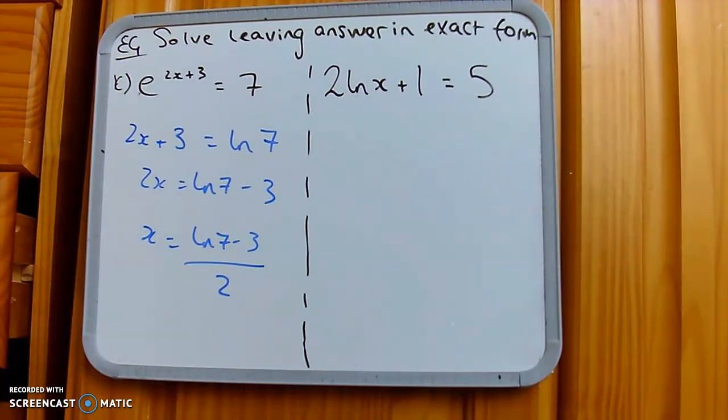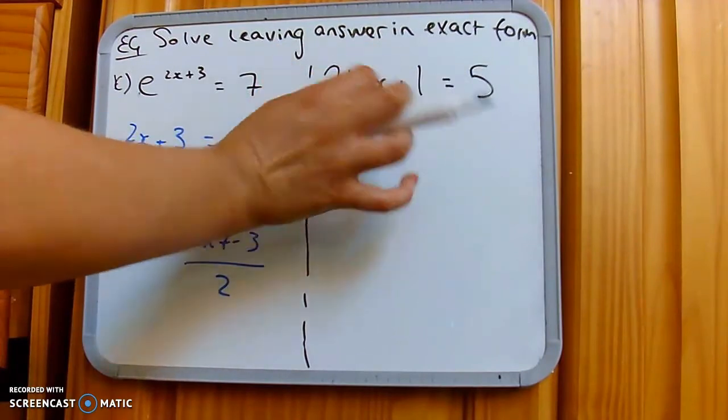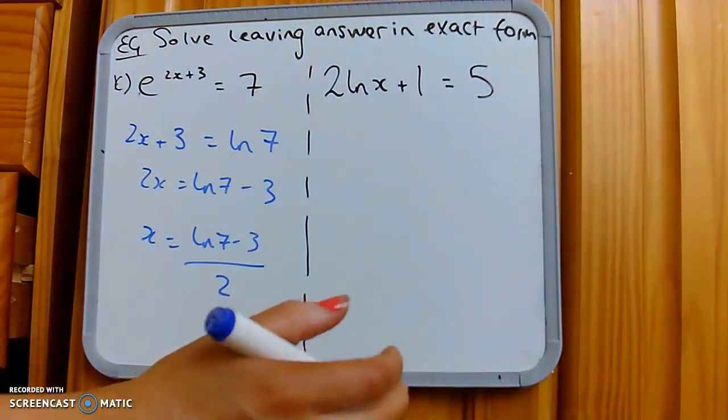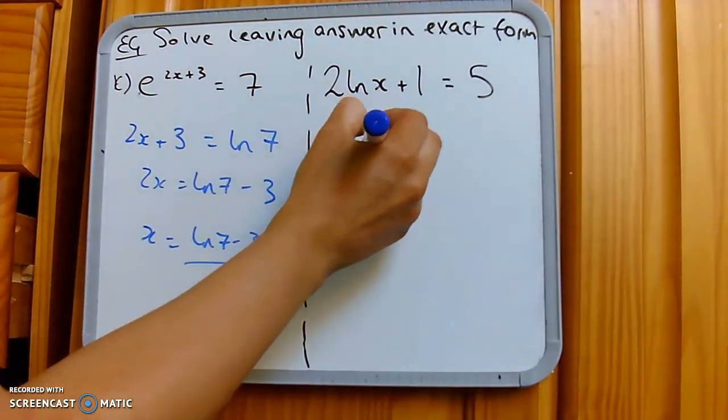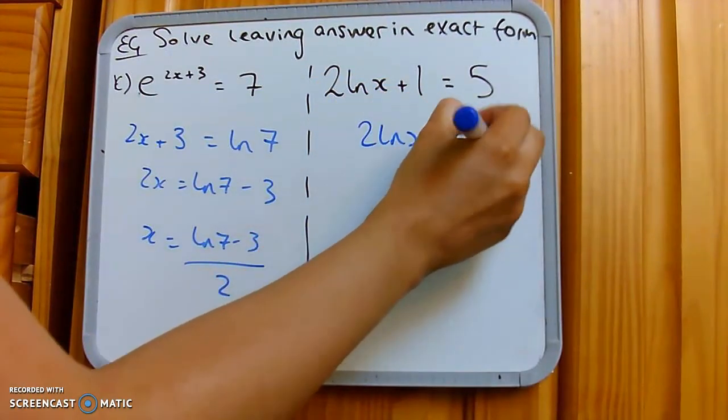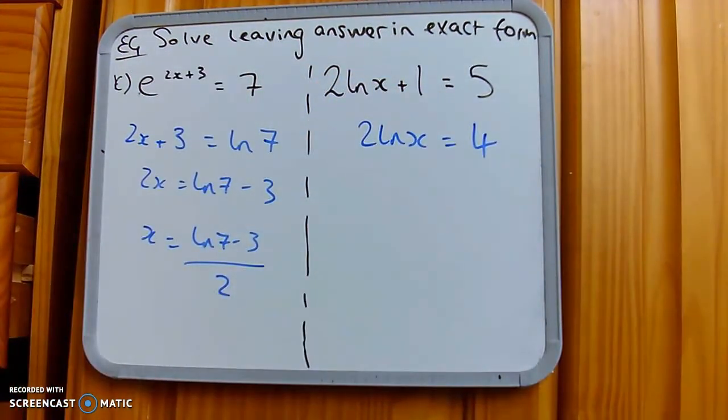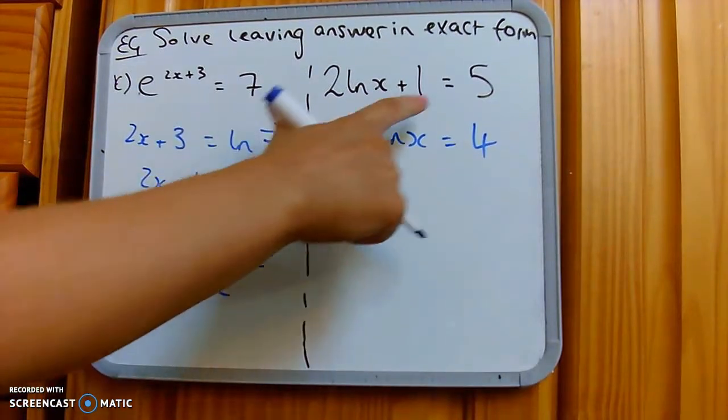Similarly, over here, I can't get the x away from the ln unless all the numbers are away. So let's do that: 2 ln x is equal to 4. There are two ways we could do that. We could bring this 2 in and get x squared.